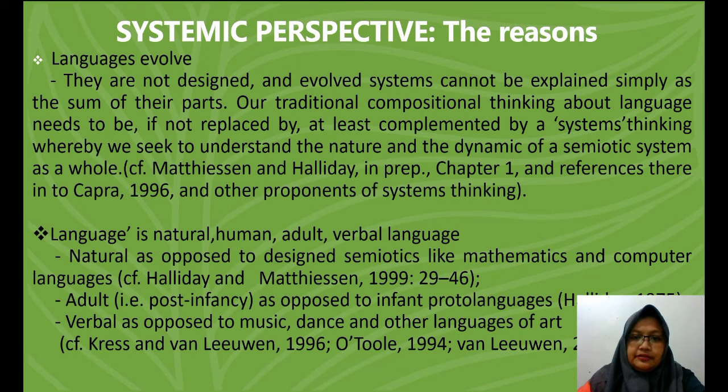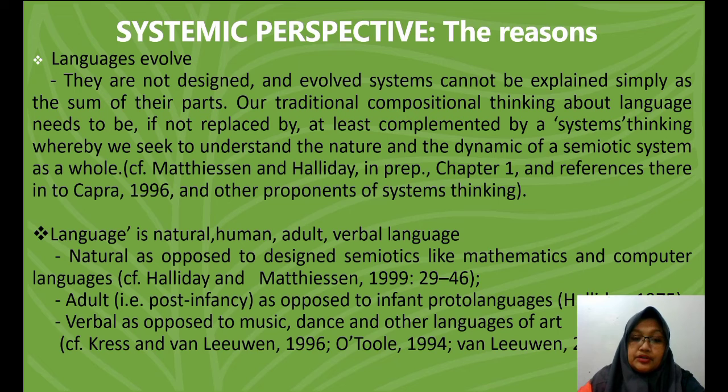Systemic perspective: this is the reason language evolves. Languages are not designed, and evolved systems cannot be explained simply as the sum of their parts. Our traditional compositional thinking about language needs to be, if not replaced by, at least complemented by systems thinking, whereby we seek to understand the nature and the dynamic of a semiotic system as a whole. It is from Matthiessen and Halliday, chapter 1, and references there are to Capra, 1996, and other proponents of systems thinking.